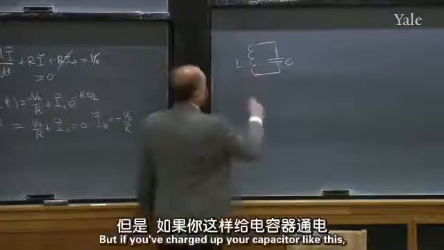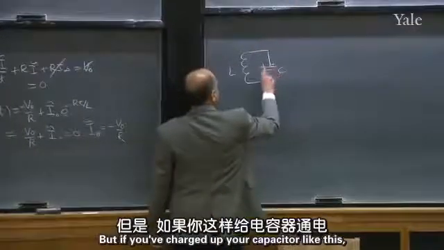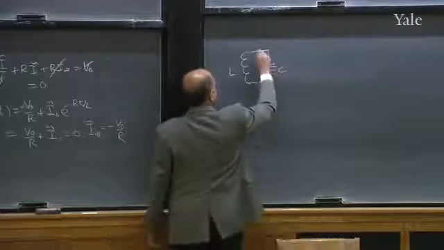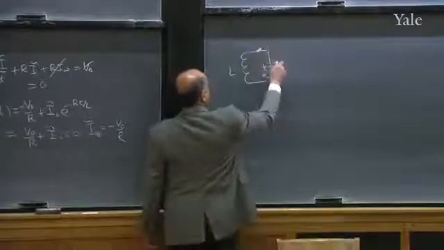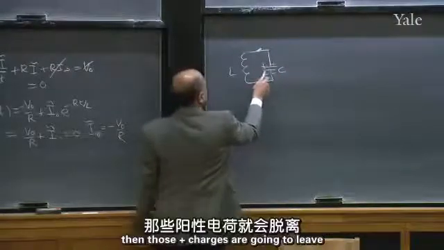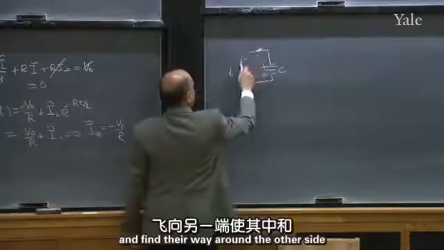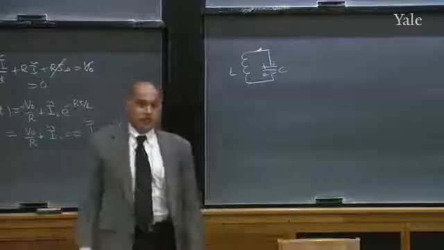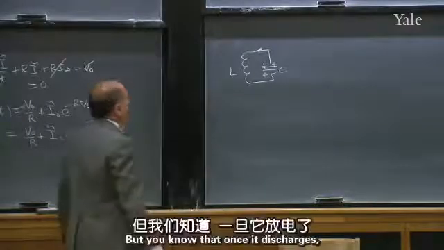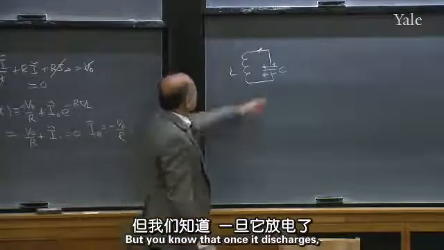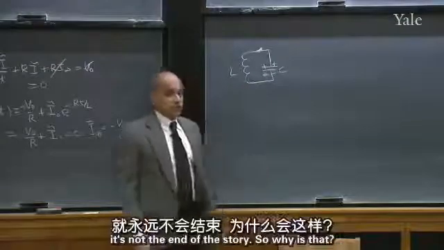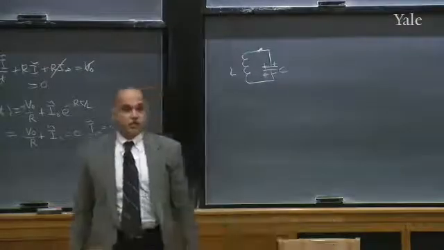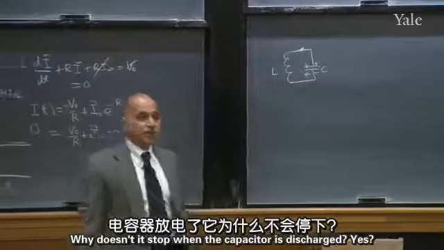But if you have charged up your capacitor like that, and there's an open switch that you then close, then these plus charges are going to leave and find their way around the other side and neutralize them, and the capacitor will discharge. But you know that once it discharges, it's not the end of the story. So why is that? Why doesn't it stop when the capacitor is discharged?